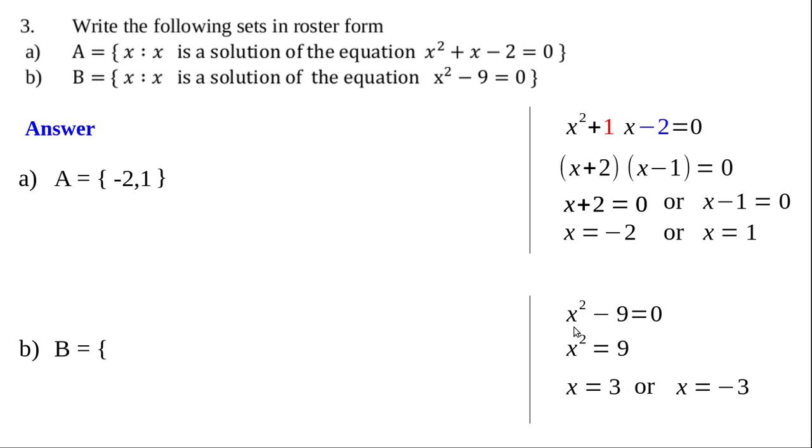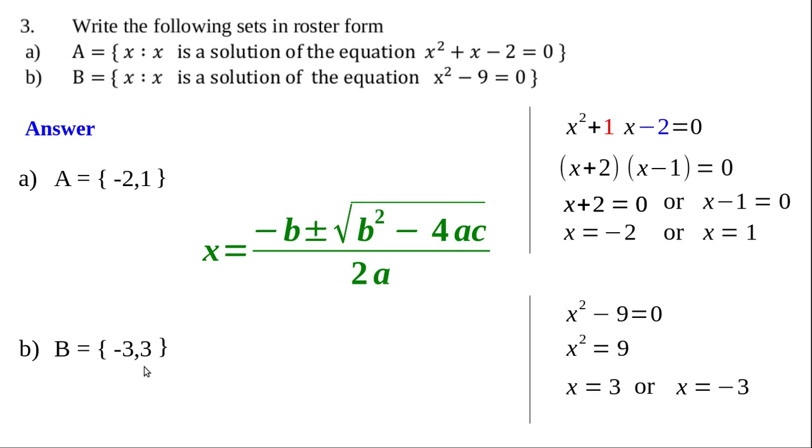Or we can solve this like a square minus b square equals 0, a minus b into a plus b equals 0. In the same way, x minus 3 into x plus 3 equals 0. At that time also we get the answer x equal to 3 and x equal to minus 3. We write these two numbers here, separating the numbers by commas and enclosed within brackets. Now we get the roster form. Clear?